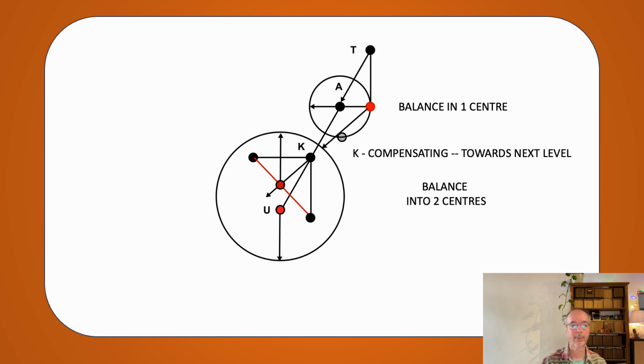The K will be compensating for the lack of hanging together, and it will immediately find a solution to go towards the next level, and it will fit into the numbers. If you would calculate this, it will fit into the numbers that you can go from 1 to 2. It will fit into each other. They will find a balance in 2 centers.